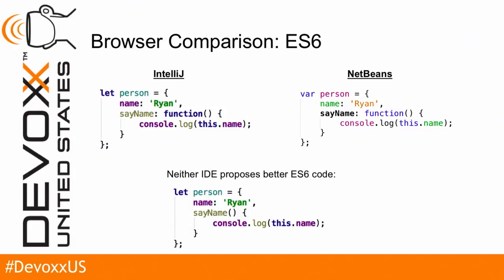In this one right here, we have basically some ECMAScript 5 code. There's a better way of doing it with ECMAScript 6. Neither IDE suggests the better approach, right? You can remove the function, and this is a simplified version in ECMAScript 6. But neither IDE flags that and says that this is the better approach. So this one's a draw. Neither IDE won this one.